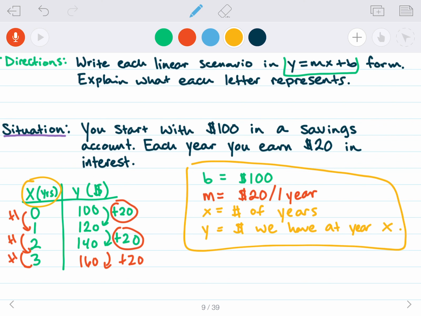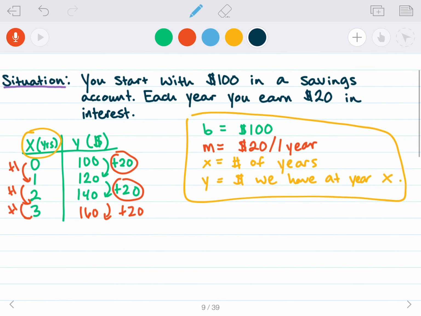So in y equals mx plus b form, to write my equation, this is my answer, by the way. I have y equals 20. I don't need to really write the fraction. I can just write 20 as it is, x plus b. So this is our m, and this is our b.